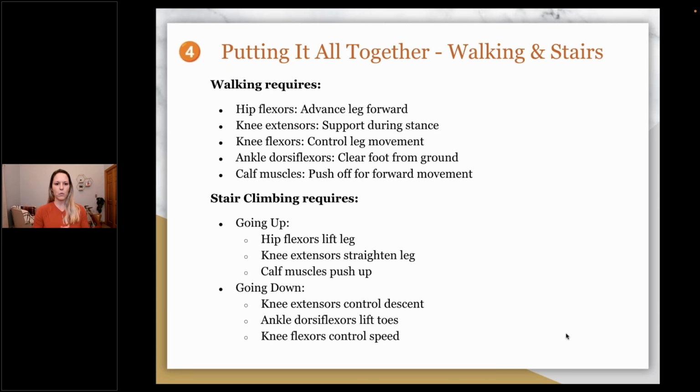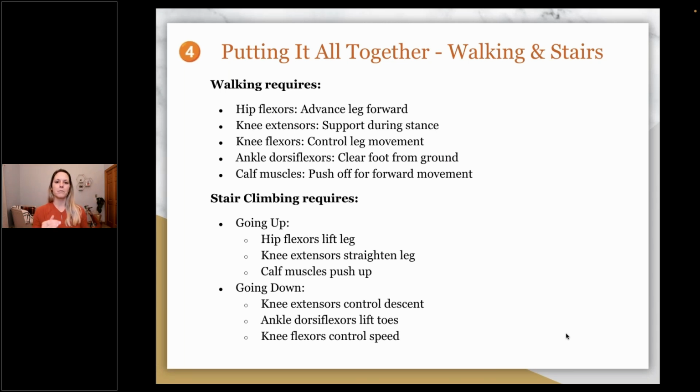But when we're talking about walking, our hip flexors are the muscles that bring our leg forward. Our knee extensors straighten our knee so that we can put our leg down forward, and it supports us during our stance phase where that leg is on the ground. The knee flexors allow us to bend our knee. Our ankle dorsiflexors allow us to lift our foot. Our calf muscle allows us to push forward.